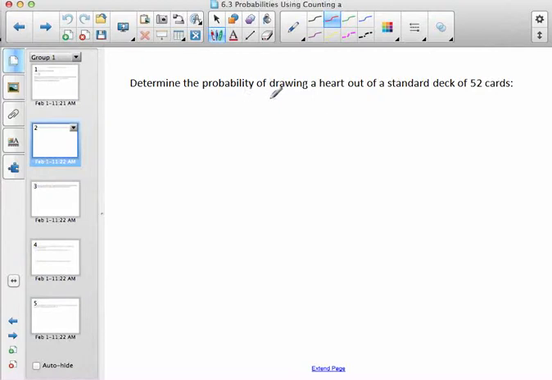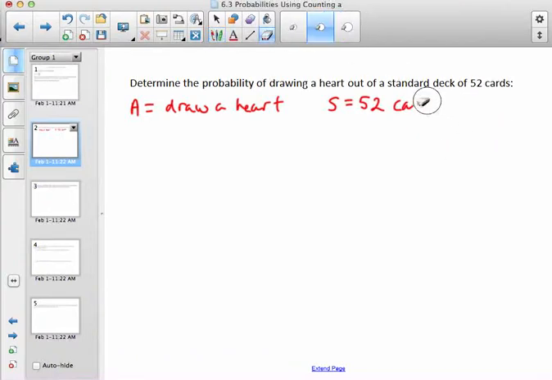Determine the probability of drawing a heart out of a standard 52 card deck. So let's define the event A as being draw a heart. And the sample space is 52 cards. Well, our sample space isn't really 52 cards. Our sample space is, I guess, drawing any card.